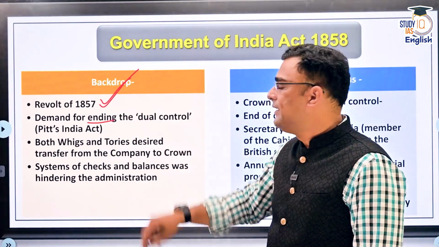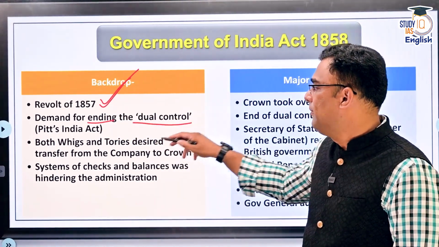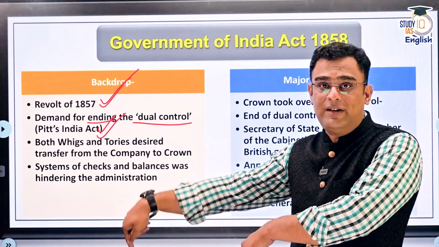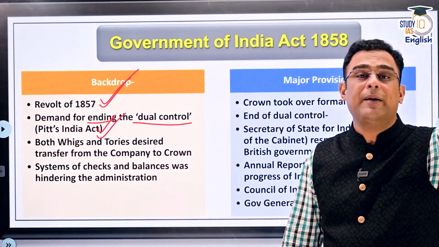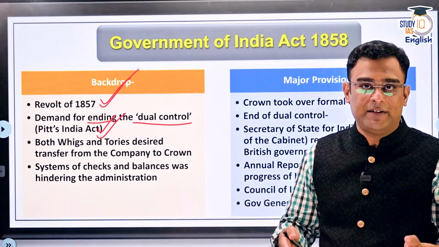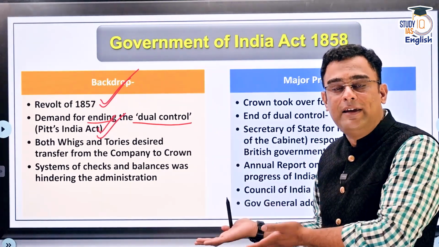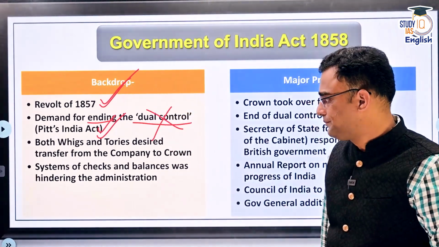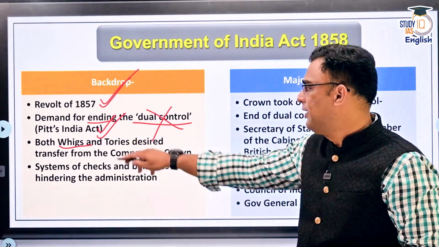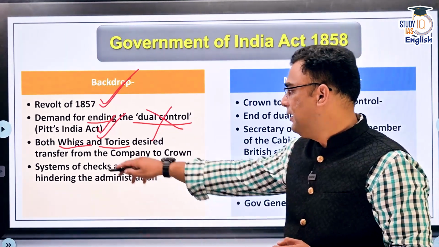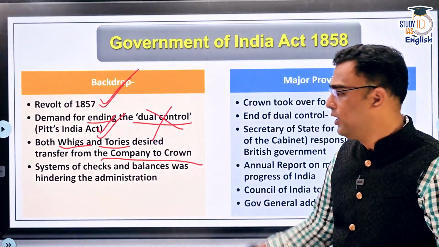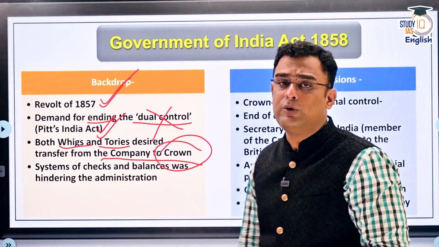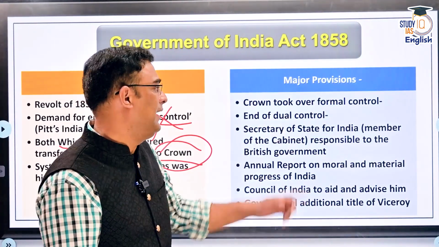Secondly, there was already tremendous demand for ending the dual control that Pitt's India Act had brought. You remember there were two bodies controlling the East India Company: one was the Board of Control and the second was the Court of Directors. So two entities were controlling the entire structure in India, and there was demand to end this dual control. Both parties, Whigs, who are the Conservative Party, and Tories, wanted transfer of power from company to crown. The Crown should completely take over. So all of these factors led to the passing of the Government of India Act 1858.